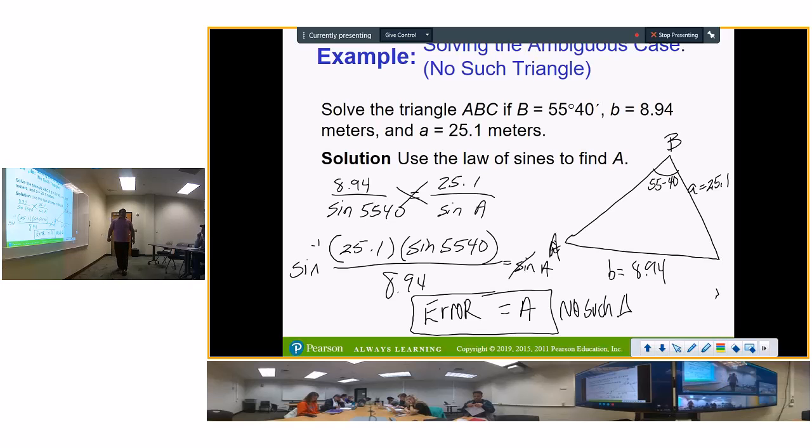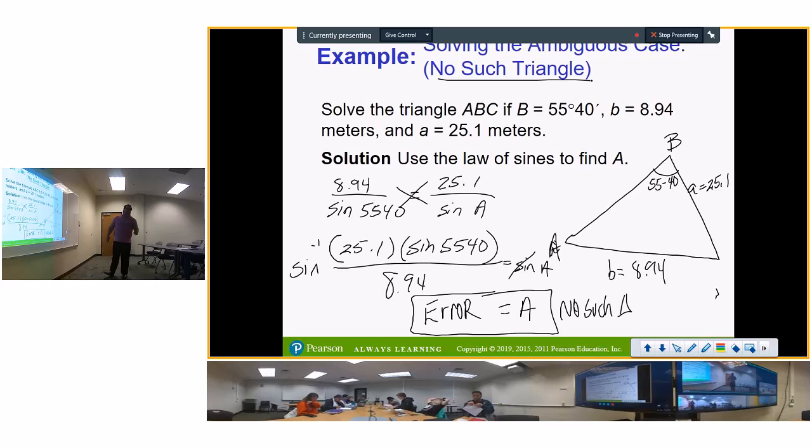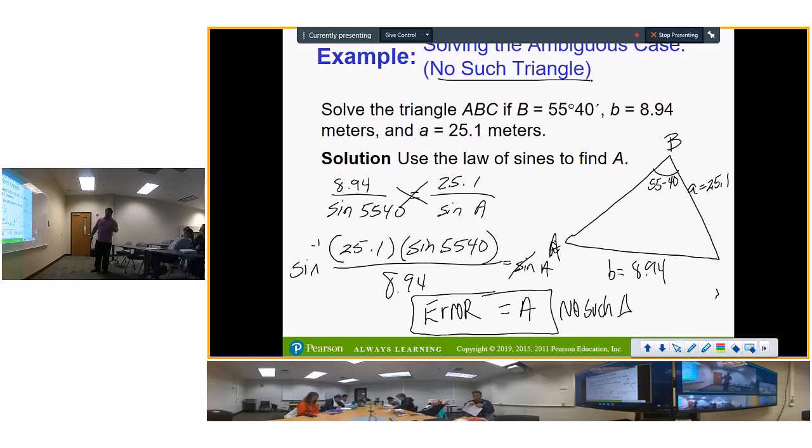Now, why am I telling you that? Because sometimes you're not going to be given directions up here that says no such triangle. But if you get an error with an inverse sine and you've done everything correctly, that's the same thing as no solution in algebra. Capiche?